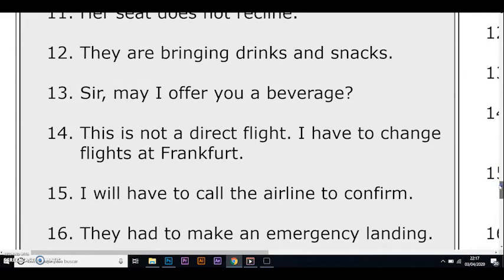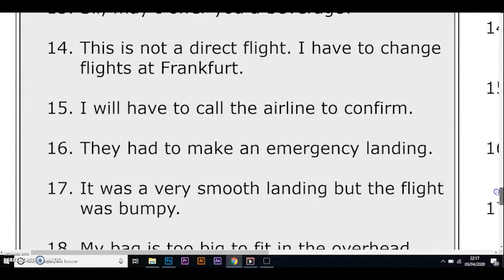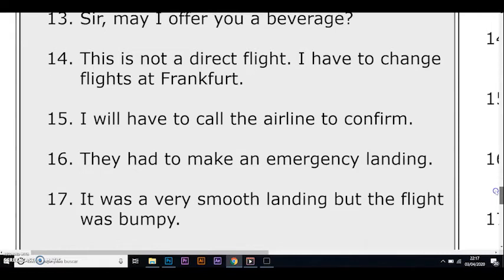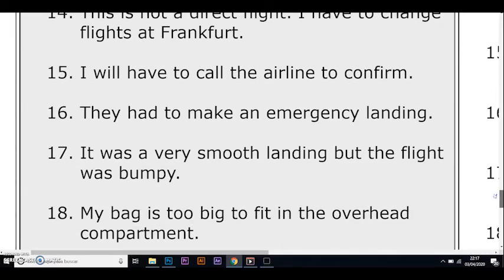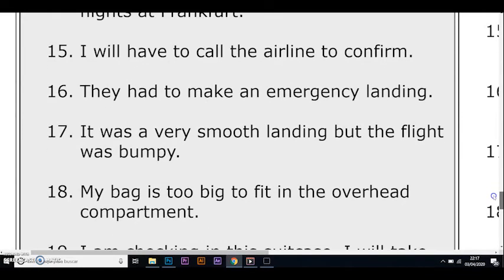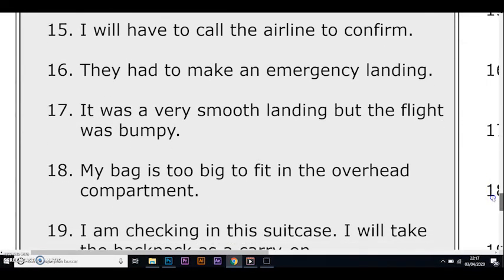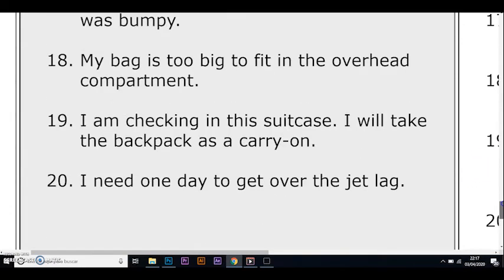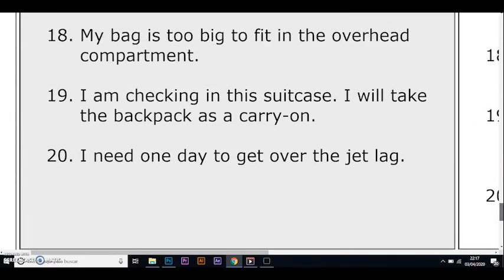They had to make an emergency landing. It was a very smooth landing, but the flight was bumpy. My bag is too big to fit in the overhead compartment. I am checking in this suitcase. I will take the backpack as a carry-on. I need one day to get over the jet lag.